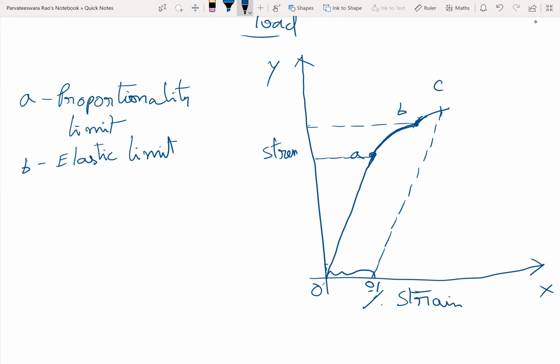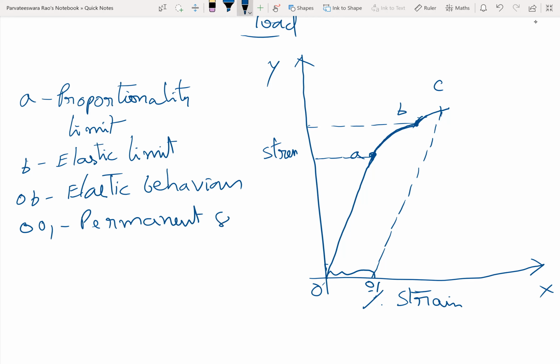The body will remain in its new dimensions. Therefore, this OO1. So here, OB explains the elastic behavior of the wire. And then OO1 is defined as the permanent set. This permanent set explains plastic behavior. Why is it called permanent set? Because even after the withdrawal of stress, the wire is set permanently in the new dimensions. The original dimensions are not restored. Hence, it is called permanent set. That is, the change in shape and size becomes permanent, which is nothing but the plastic behavior.